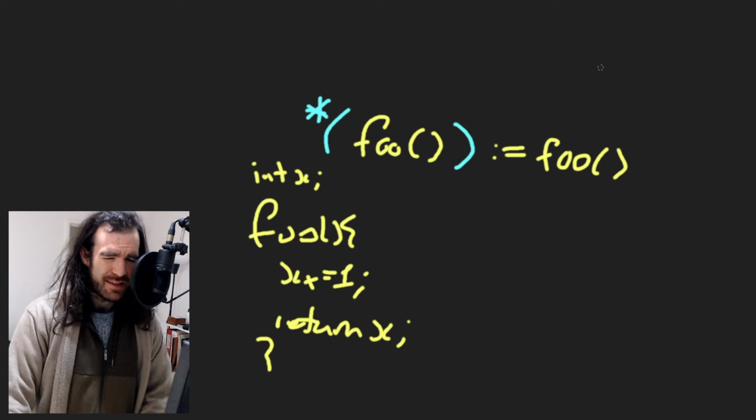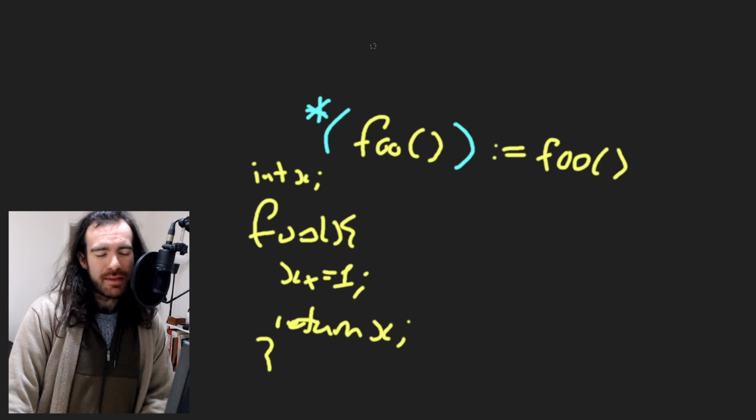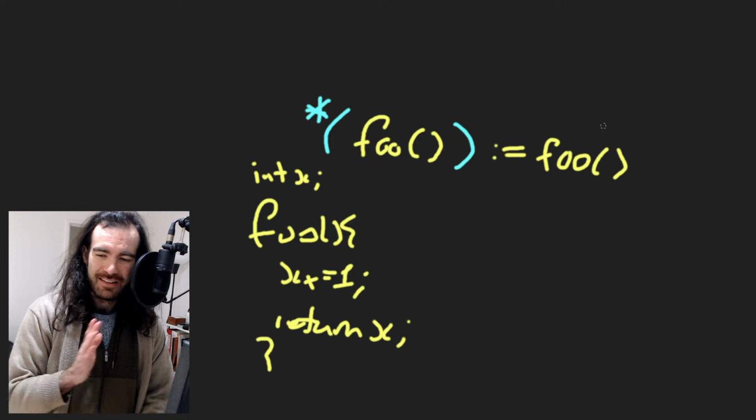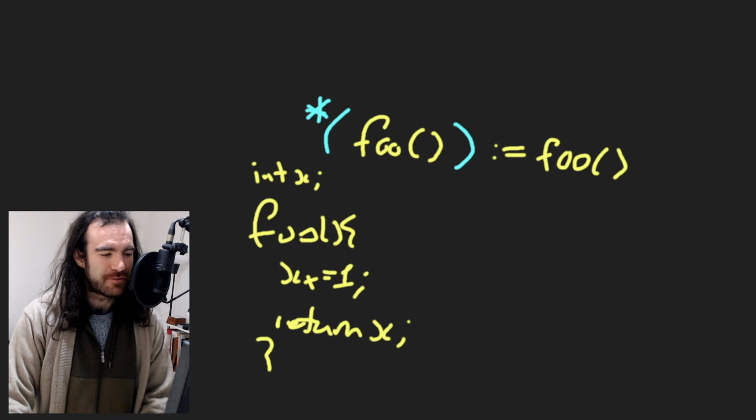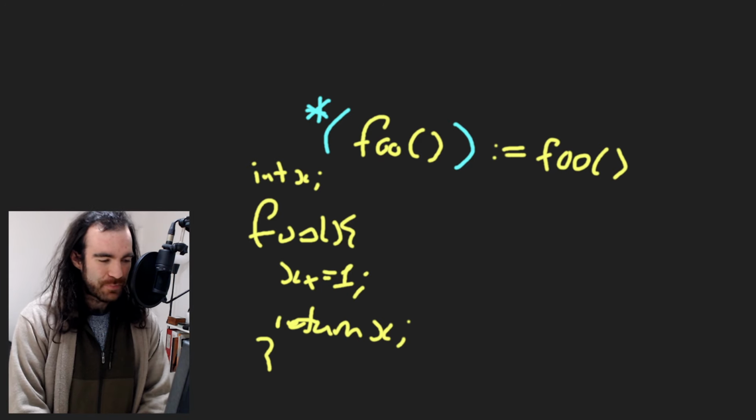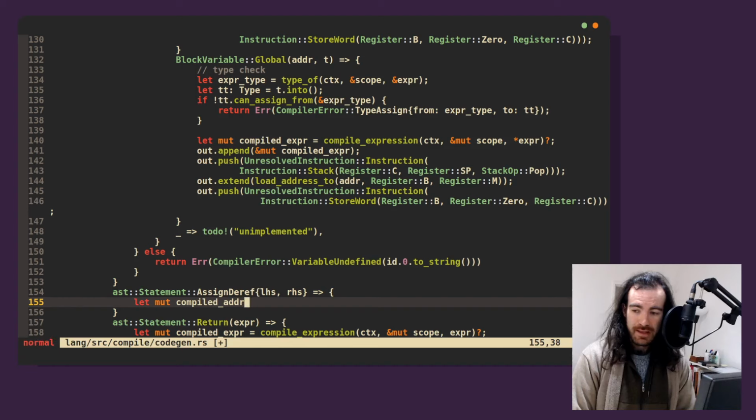Which address do we write to? I think we just need to make a decision. I think it makes more sense to read this left to right, because that's how you follow things through in your brain. So let's compile the left-hand side first. We're going to compile the address. I'm going to remember to switch my scenes because that's important.